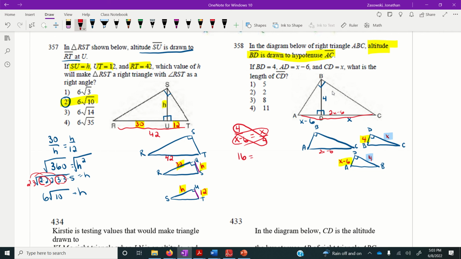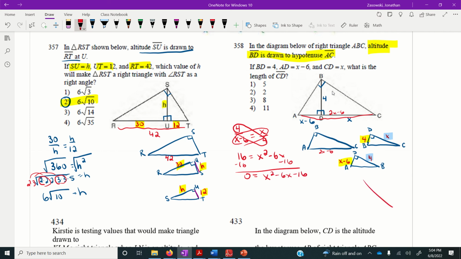4 times 4 is 16. X times x minus 6 is x squared minus 6x. Remember, we're going to distribute through when we multiply. And because we're recognizing this x squared, oh no, that means it has to be a quadratic. So remember, we need to get this thing equal to 0 first. So we're going to need to move that 16 over to the other side by subtracting. So x squared minus 6x minus 16.